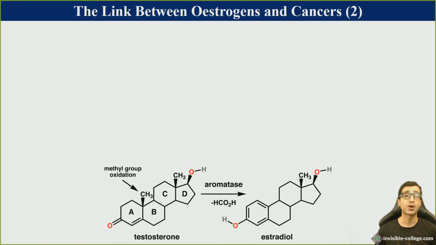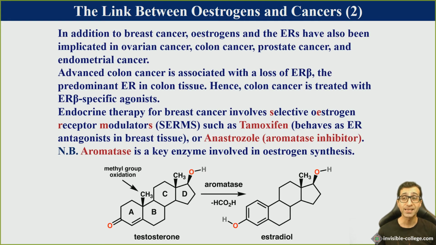Now, in addition to breast cancer, estrogen and the estrogen receptors have also been implicated in various other kinds of cancers, such as ovarian cancers, colon cancers, prostate cancers, and also endometrial cancers, which affect the womb. Now, advanced colon cancer is actually associated with the loss of ER beta, which is the predominant estrogen receptor in colon tissue. So colon cancer can be treated with ER beta specific agonists.